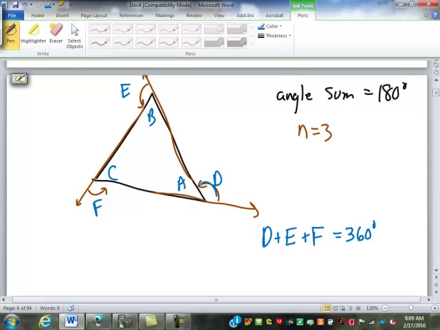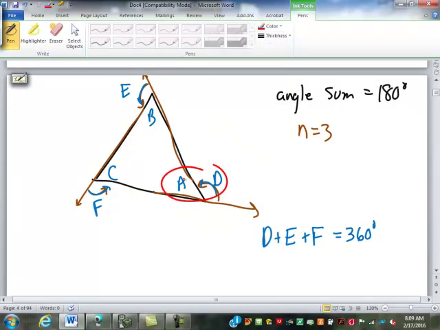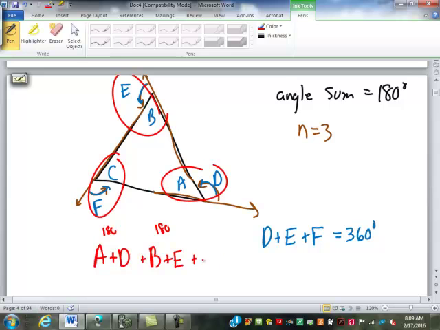Well, I made a complete turn, right? Make a complete turn, that's 360 degrees. Does that make sense? Okay. Now, A plus D has to be how much? 180. B plus E has to be how much? 180. C plus F has to be how much? 180. So that has to add up to 180, 180, 180 is 540, right?